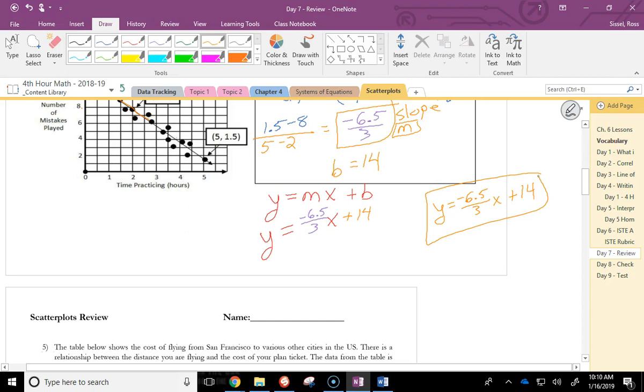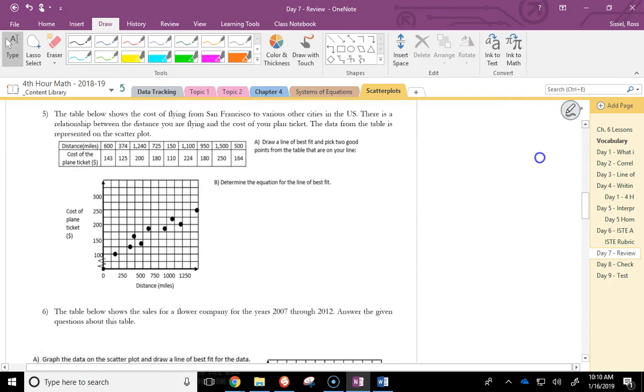Okay? Okay, number 5. The table below shows the cost of flying from San Francisco to other cities in the U.S. There's a relationship between the distance you are flying and the cost of your plane ticket.